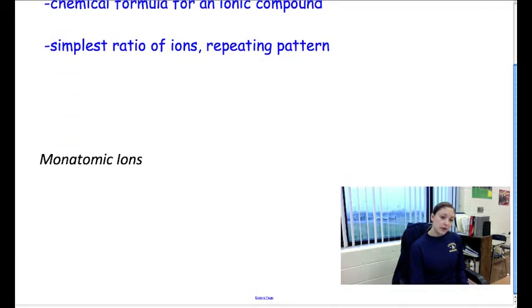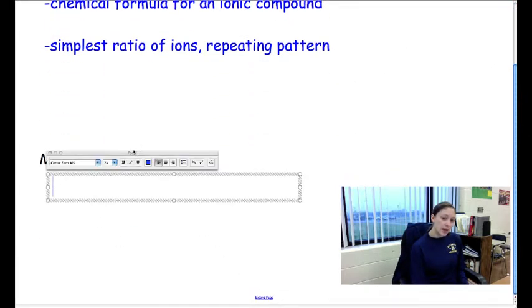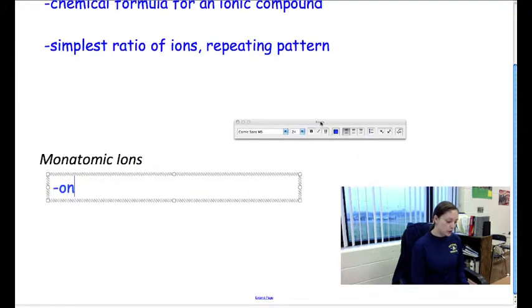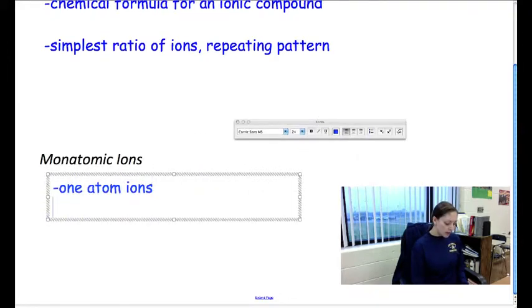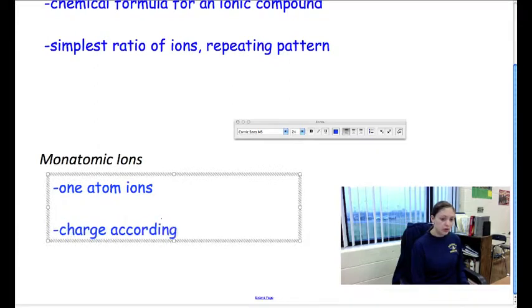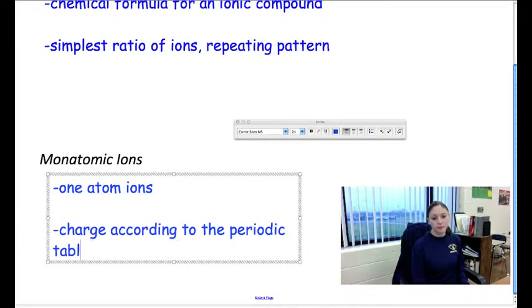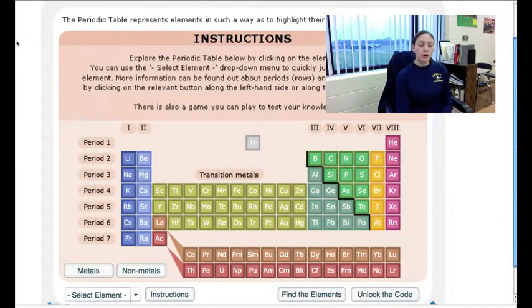We start talking about then different types of these ions. Okay, we have monatomic ions. Mono meaning one. So these are one atom ions. They have a charge according to the periodic table. Alright, so if we then look at monatomic ions, their charge is according to where they are on the periodic table. Okay, if lithium and hydrogen, should be over here as well, are in the first group here, they will lose 1 electron to look like their noble gas. So these are all a 1 plus.